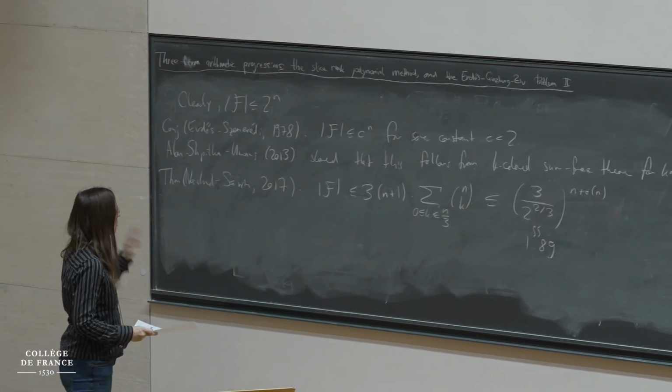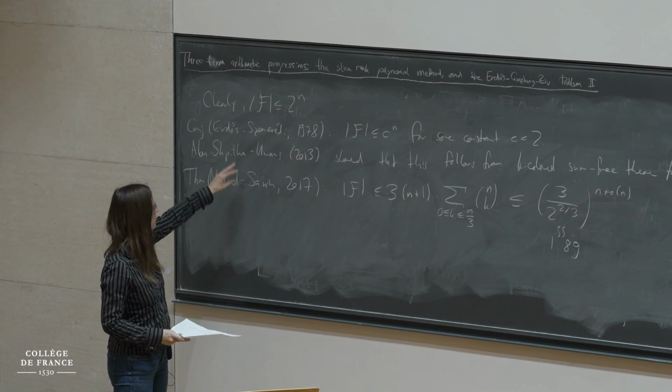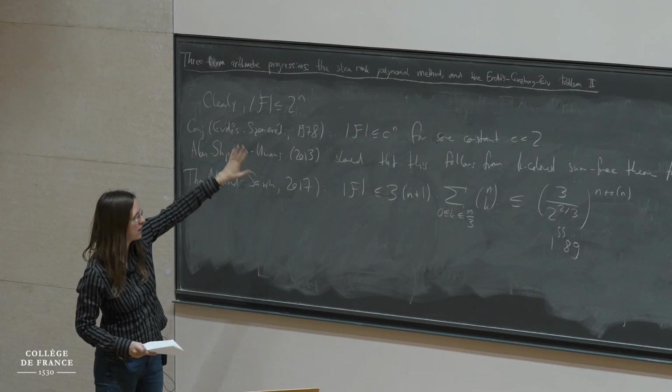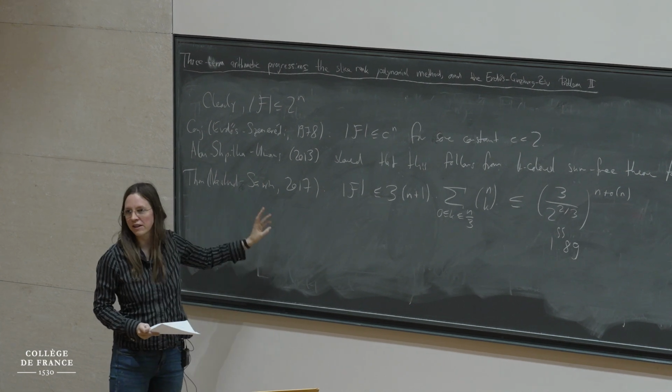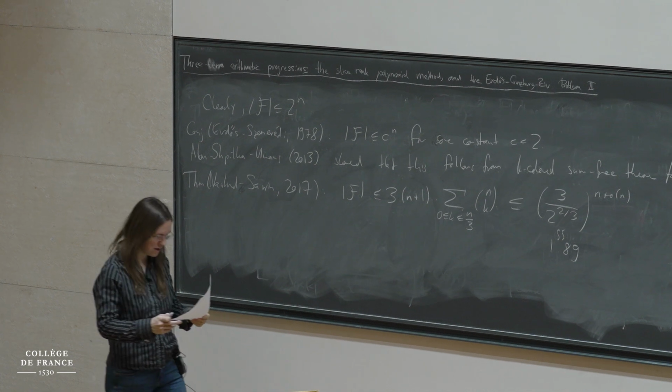Okay, so just for historic accuracy, they weren't the ones proving the conjecture because it was known via this detour, but they proved this very nice bound for the conjecture.